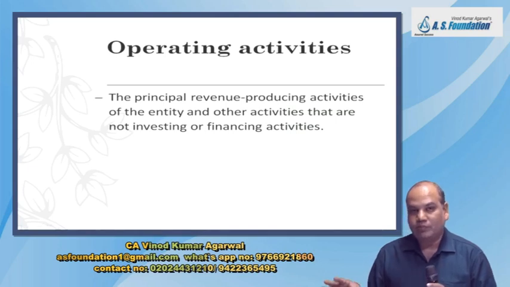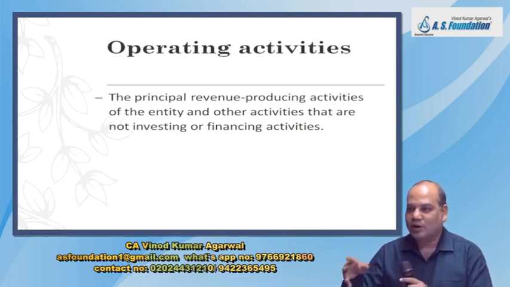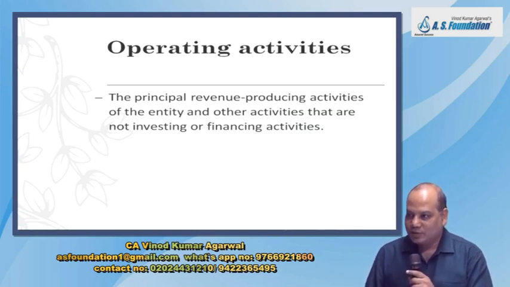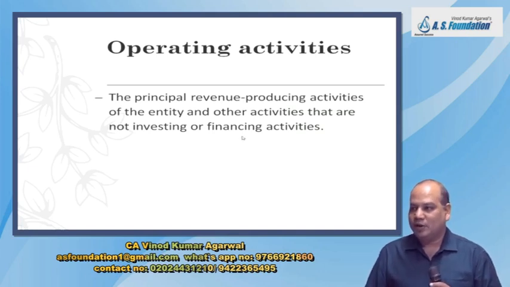So one has to apply judgment sometimes, that is, this cash flow from principal revenue producing activity and other activities which cannot be investing or financing activities. So the definition is very interesting. First check, is it revenue producing activity? Yes, operating. No. Is it investing activity? No. Is it financing activity? No. Again come back. It is operating activity. So they can simply write what is not investing or financing activity is operating activity.